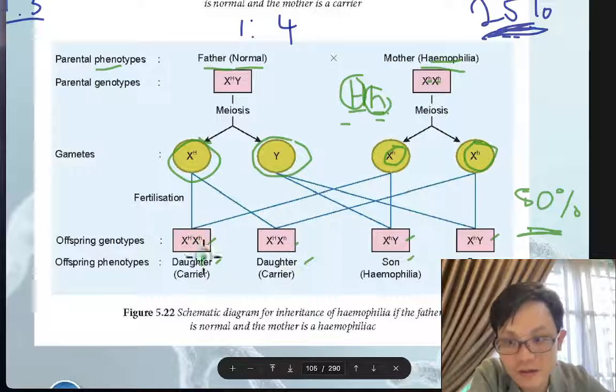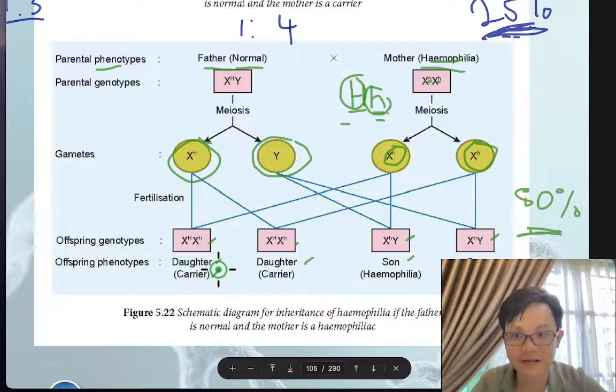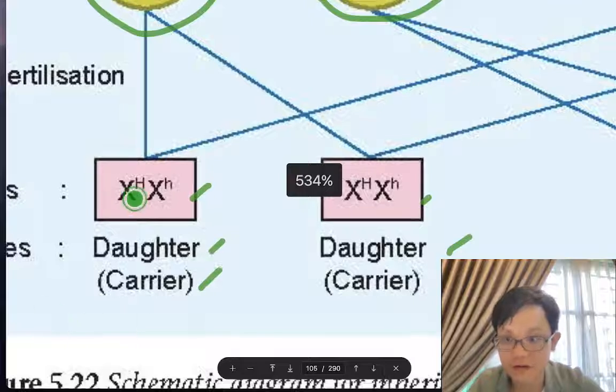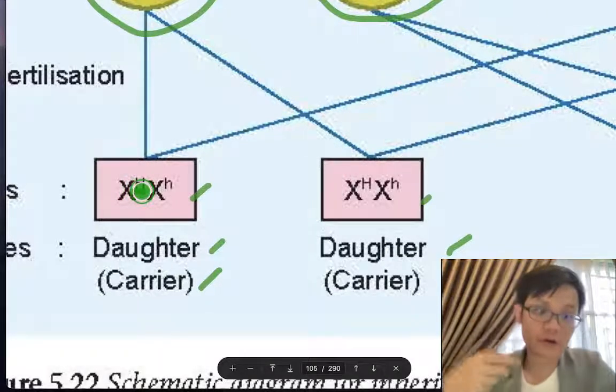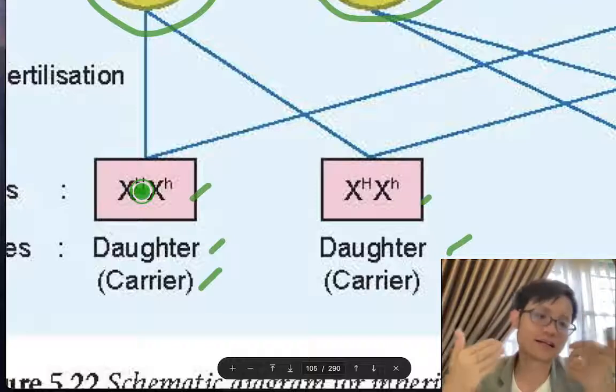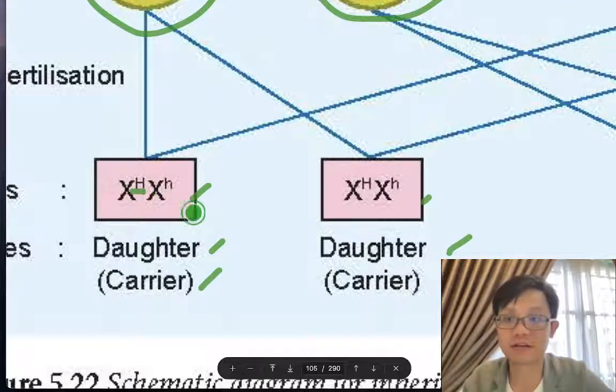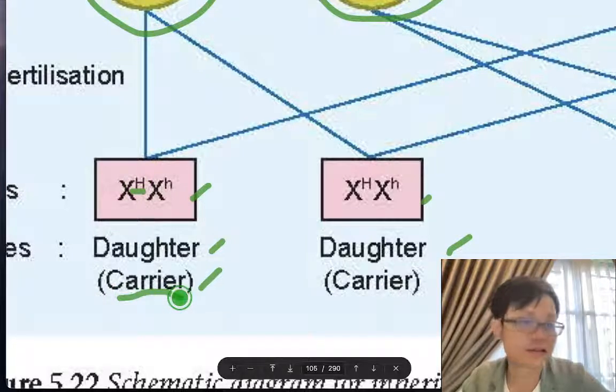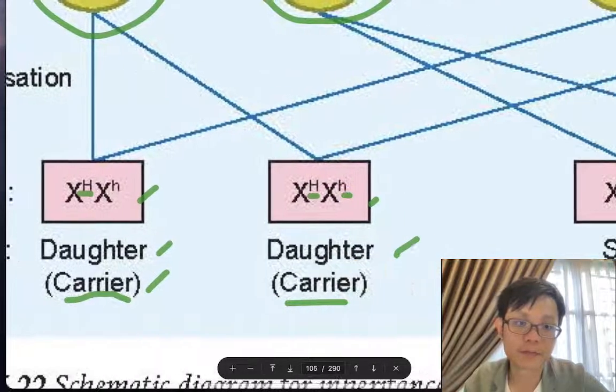So this one is called the carrier. Understand or not? This one is called the carrier because you have big H, so the dominant gene will mask the effect of the recessive gene. So this will be called the carrier. No issue, the son has no problem. The daughter also will have no issue. Big H, small h will be the carrier.